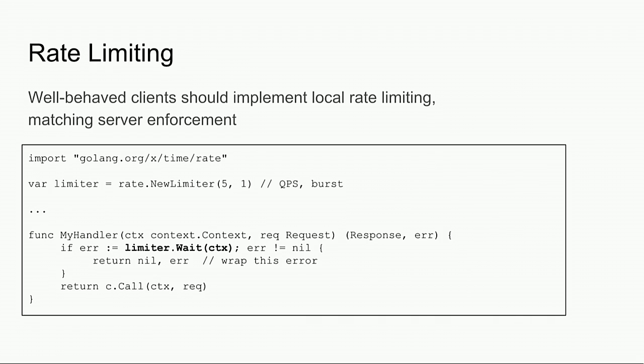It's just that instead of calling the allow method, which determines whether or not you're allowed to proceed, you call the wait method, which blocks. And note that the wait method takes a context, which allows the wait to break early if the context deadline is exceeded. So I recommend doing this when you're making outgoing calls.